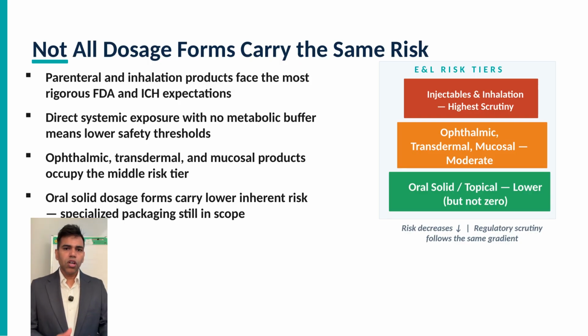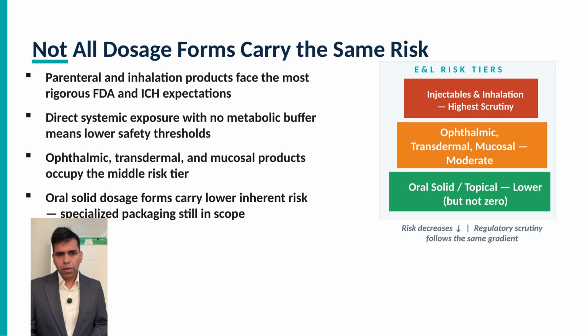Not all dosage forms carry the same risk. Risk is not equal across the dosage forms, and the depth of your ENL program should reflect that. At the top of the risk ladder sit parenteral and inhalation products. These have the most direct route to patient exposure, and FDA's expectations here are well established and uncompromising.